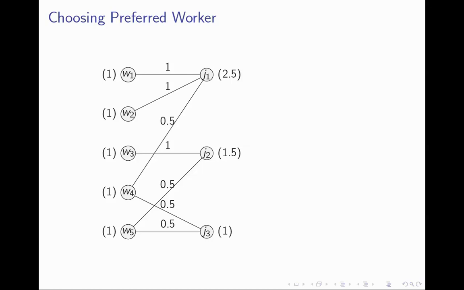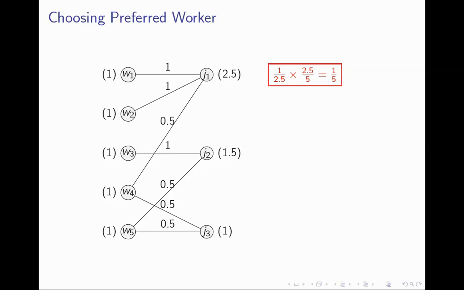Let's say we wanted to calculate the probability that worker 1 is selected as the preferred worker. For that to happen, first, the job of type 1 has to arrive. That occurs with probability 2.5/5, or 1/2. And then the worker of type 1 has to be chosen as the preferred worker, conditional on job type 1 arriving. That occurs with probability 1/2.5, or 2/5. If we put that together, we get the probability of worker 1 being chosen is 1/5.